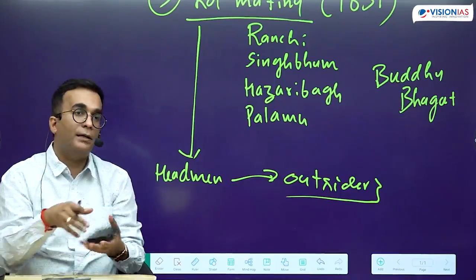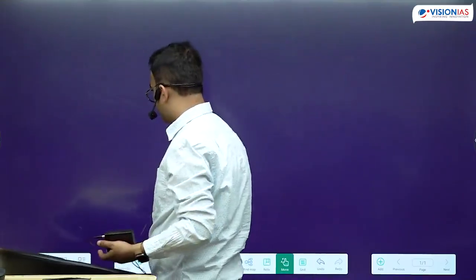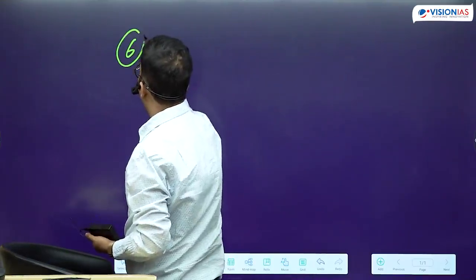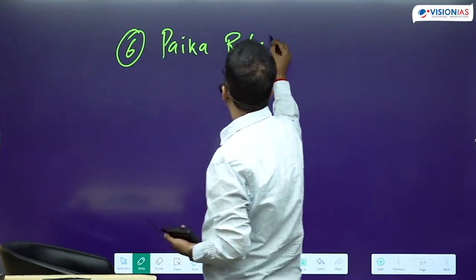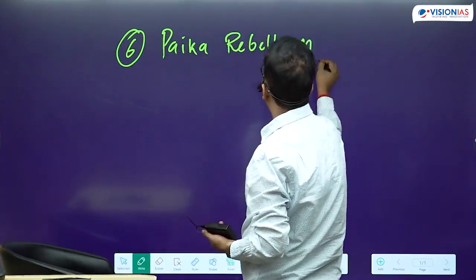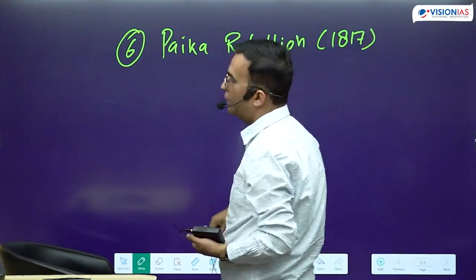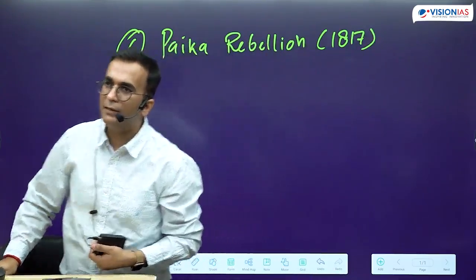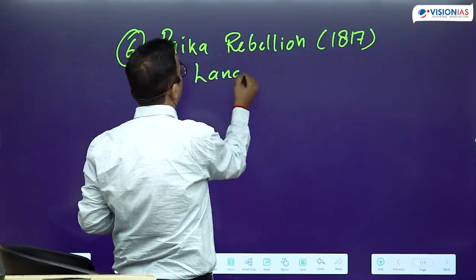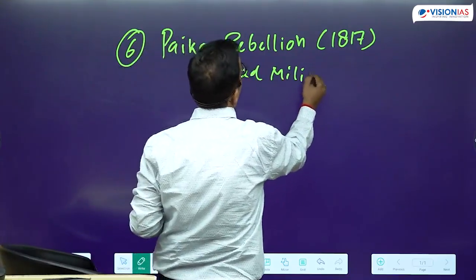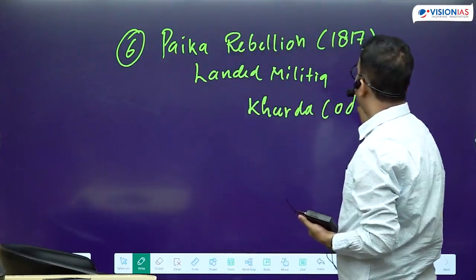Then next, you write after it 5th and 6th and 7th. So the 6th, you write Paika Rebellion, 1817. So understand, what is this Paika Rebellion? The Paikas were, now listen carefully, the landed militia of the Kingdom of Khurda, which is in Odisha.